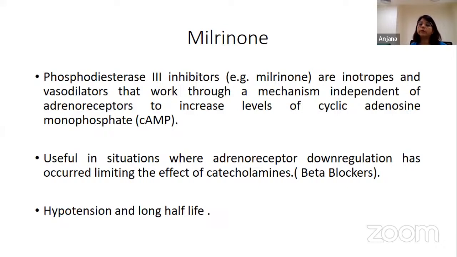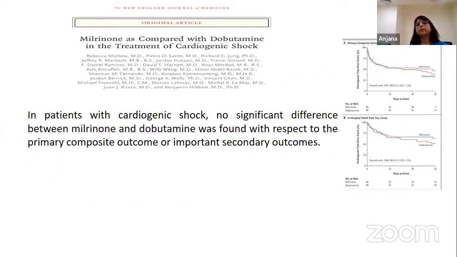But the problem with milrinone is that it has a long half-life and it causes hypotension because it causes vasodilatation. Now, this is a trial which has compared both milrinone and dobutamine, and there is no difference with respect to any outcomes between the two. So we still tend to use the dobutamine more than the milrinone. But milrinone also appears to be promising.